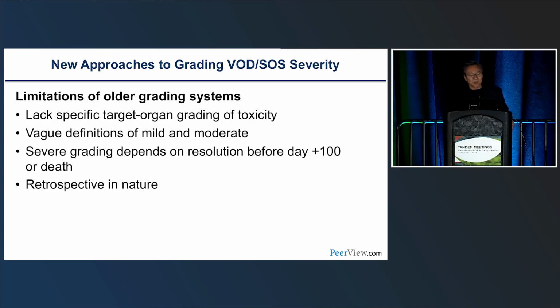So when you think about grading, the limitation in the past was we never really talked about the organ. It was high bilirubin and ascites and weight gain. And we really didn't have a very good definition of what mild to moderate was. It really was always in the eye of the beholder, the physician taking care of that patient. And this grading depends on the resolution before day 100 or death. And most of this data was retrospective in nature.